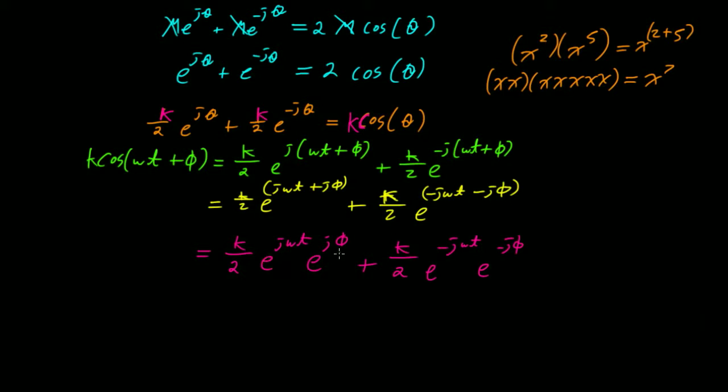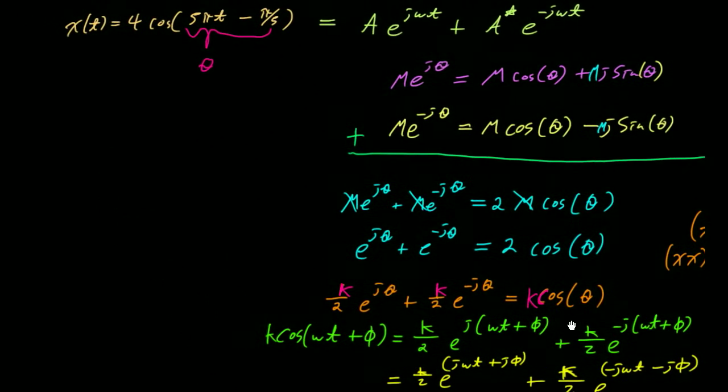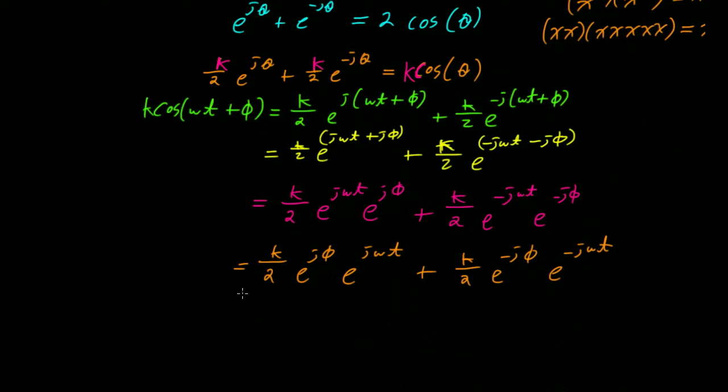The last thing I'm going to do is switch the places of my phi and my j omega t. So I'm going to get k over 2 e to the j phi e to the j omega t plus k over 2 e to the minus j phi e to the minus j omega t. And now, if you remember what we were trying to do at the beginning of this problem, we've got something that's exactly in the form that we want: A e to the j omega t plus A conjugate e to the minus j omega t. And that's what we've got down here.